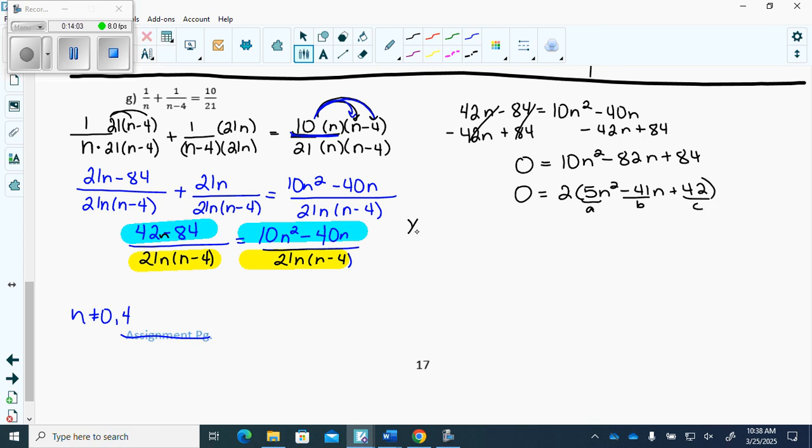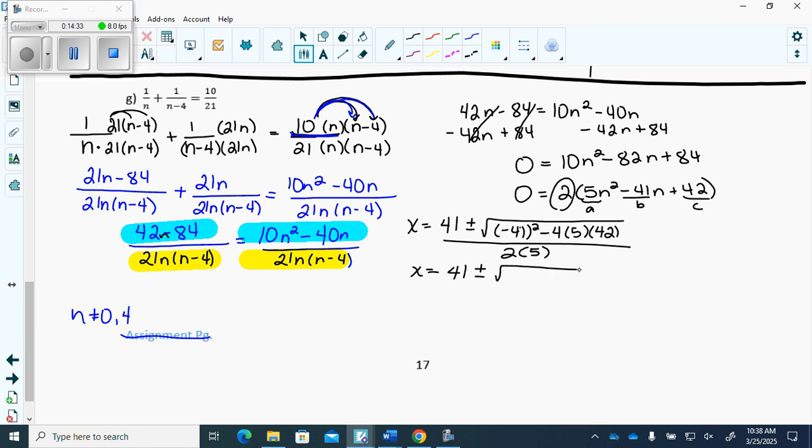So I get x equals negative b, so 41 plus or minus square root of negative 41 squared minus 4 times 5 times 42. In the quadratic formula, this goes nowhere, just so you know. You take a GCF out. And then you get all over 2 times 5. So x equals 41 plus or minus something. I don't know 41 squared in my head. I'm impressed with myself if I did, but I did not. It would be 1681 minus 840. 1681 minus 840.